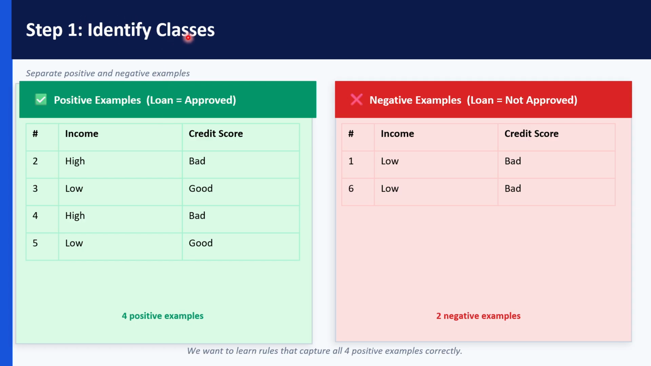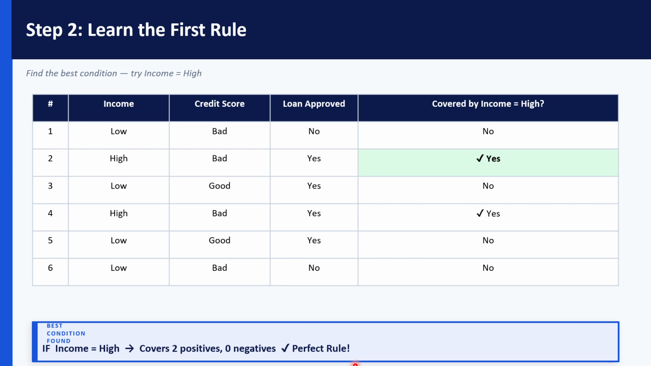So first we have to identify the class. We don't need to do this in real life. We are doing this just for understanding, that we have four positive examples and two negative examples. We want to learn rules that capture all four positive examples correctly. So learn the first rule.